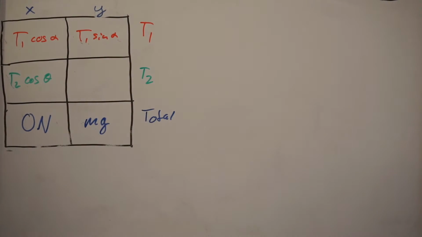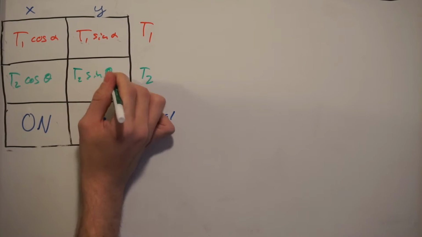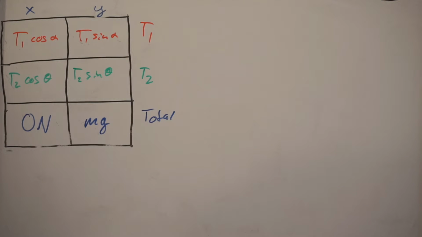Now the Y component is also pretty simple. Opposite over hypotenuse, that's sine, multiply over the tension. T1 sine of alpha is y1, T2 sine of theta is y2. Now, we have components and we have totals. So let's build the system of equations.